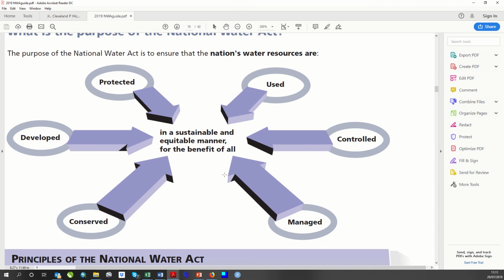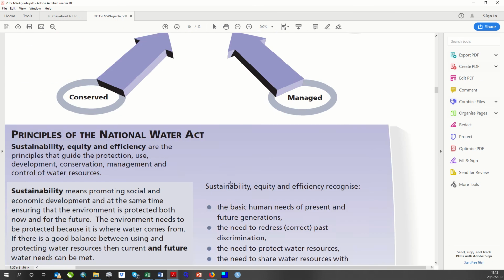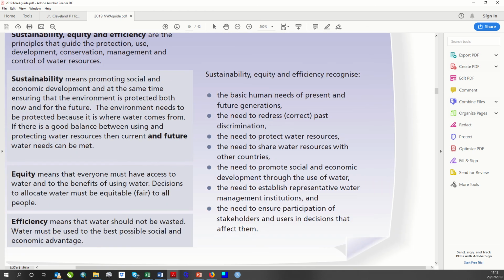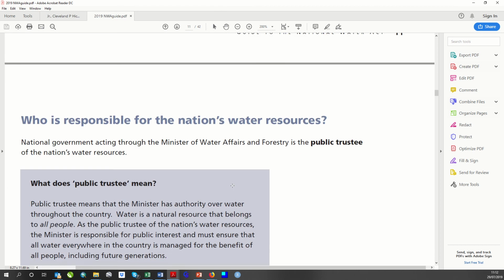Okay, same list again. Guys, I'm emphasizing how important this list is. Hint, hint, hint. Protection of resources, the use of the resources, the control of the resources. What is it and how do you do it? How do you manage it? What is it? Conservation and development, all in the context of a sustainable and equitable manner for the benefit of all. Okay, remember this brings in the concepts of efficiency, sustainability, equity. Those are the principles of the National Water Act. Sustainability, equity, and efficiency. We're going to spend a bit more time on that.